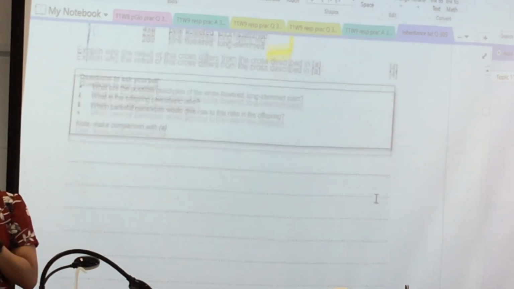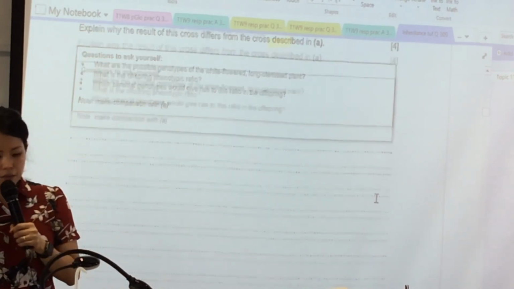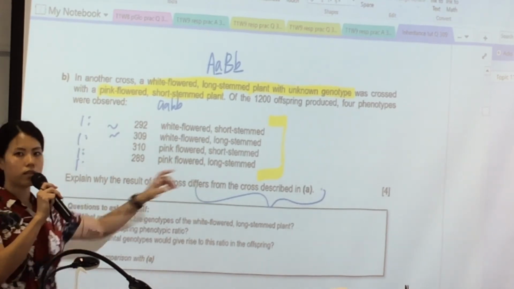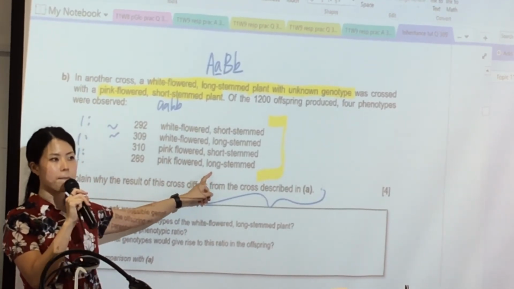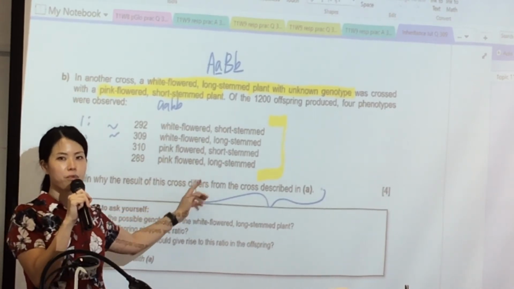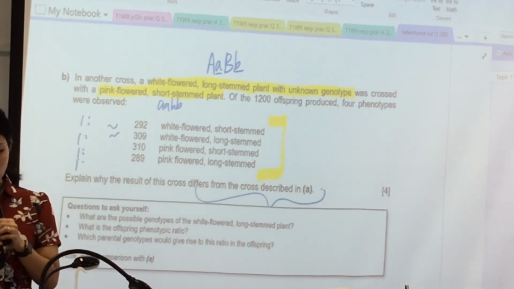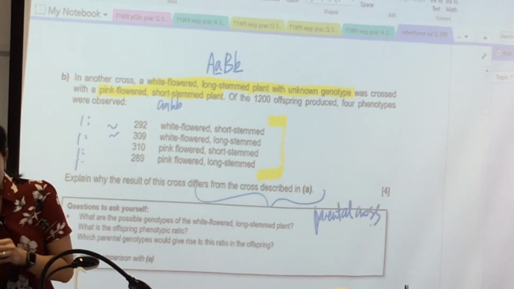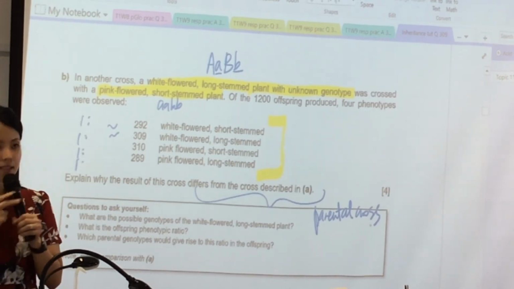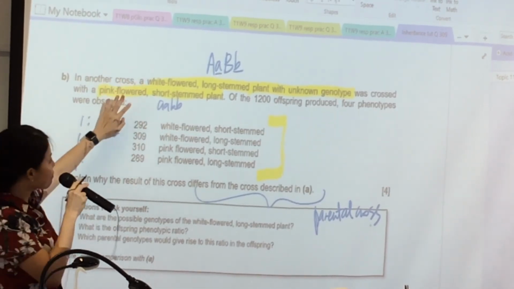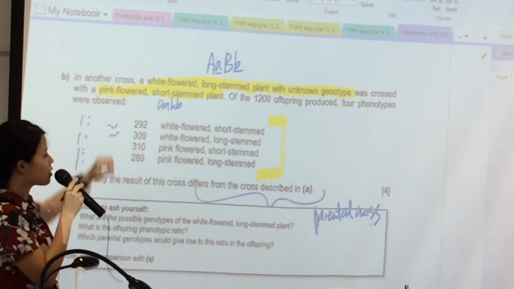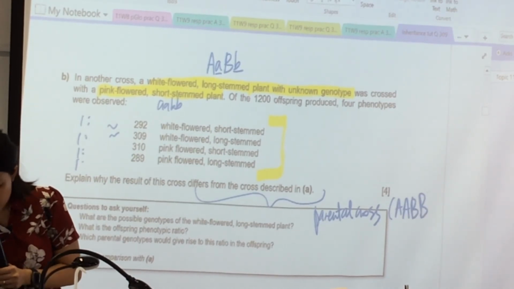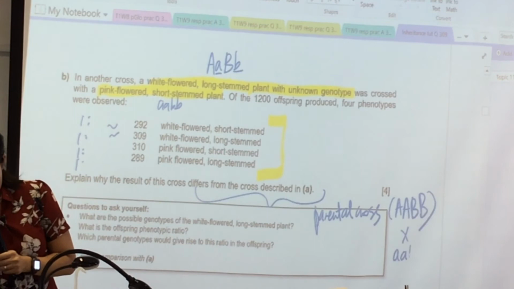Now, in terms of the explanation, they say, why is it that the results of this cross differ from the cross described in A? Now, which cross are they referring to? The cross described in A. Are they talking about the parental cross or the F1 cross? F1? No, they are talking about the parental cross. Why is it the parental cross? Because the parental cross has the same phenotype as this. In the parental cross, you're also crossing white long with pink short. So the parent in part A is actually a homozygous dominant parent, also crossing with this plant.